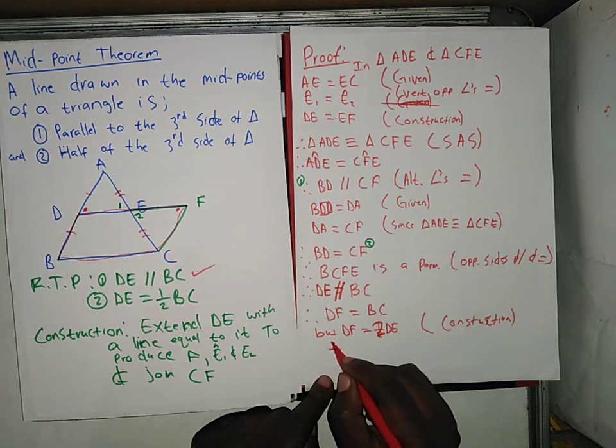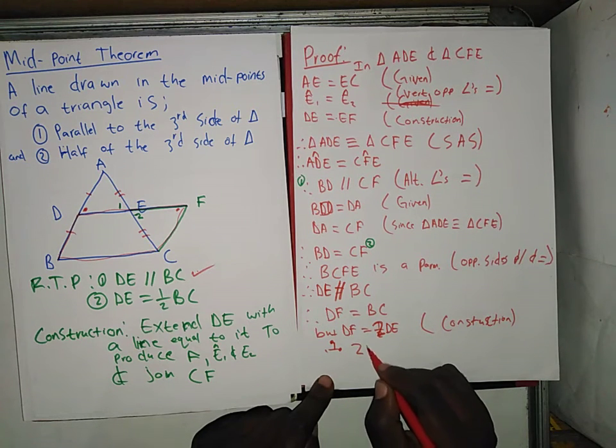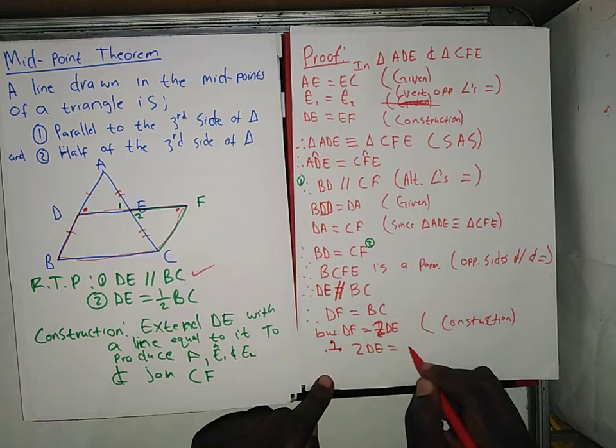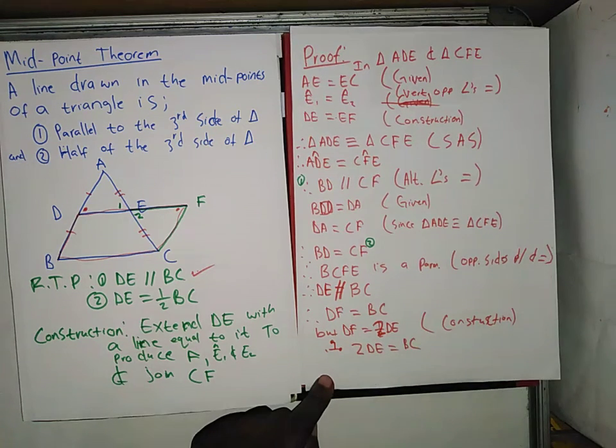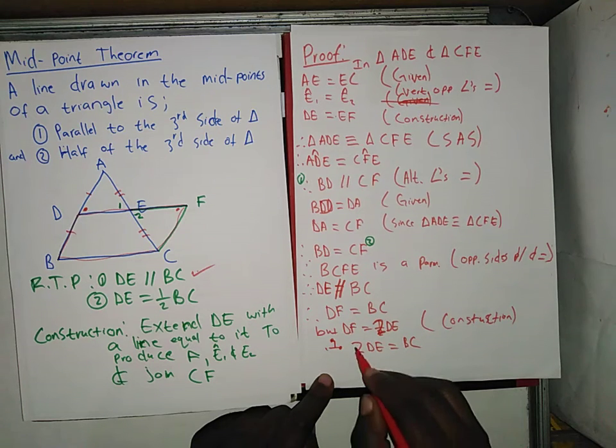So if you've got the whole of this equal to 2 times one of this one, then DF is equal to 2DE. So now in place of DF, you can replace it with 2DE. Because of that, therefore 2DE is equal to what? Is equal to BC. Can you see? And then when you divide by 2 this side, remember the 2 will cancel this one, right?